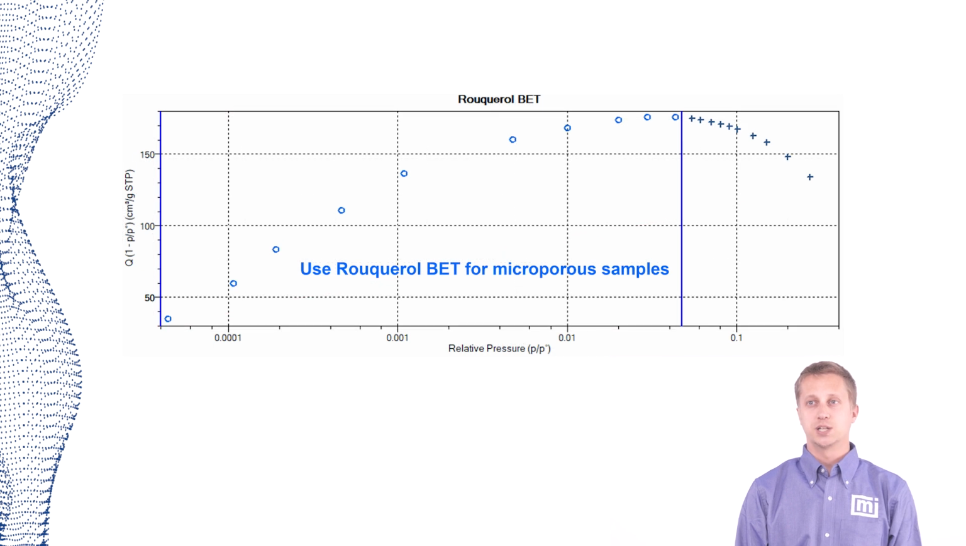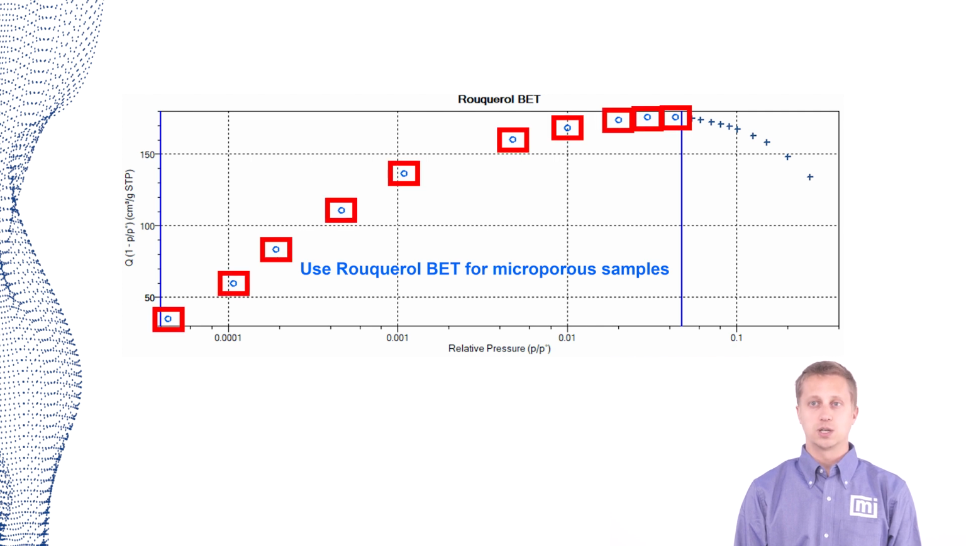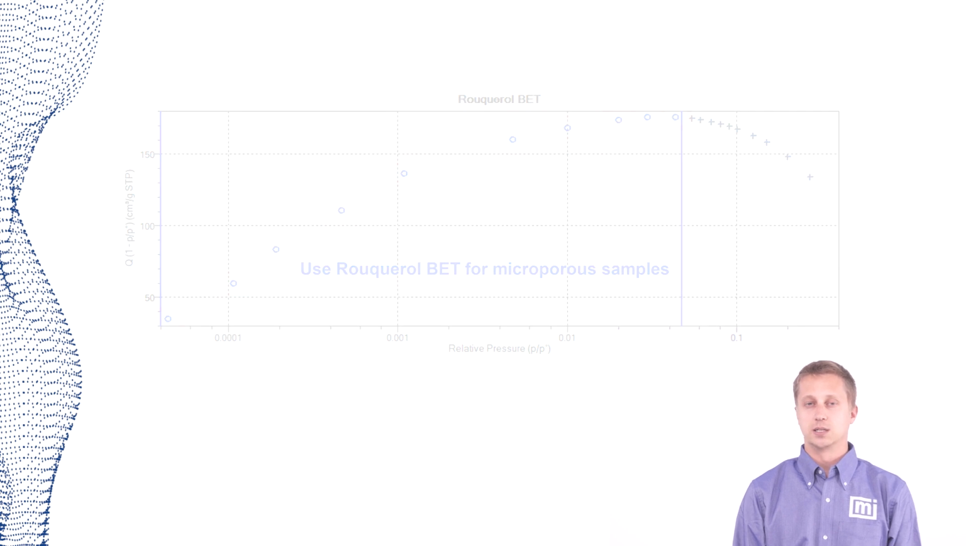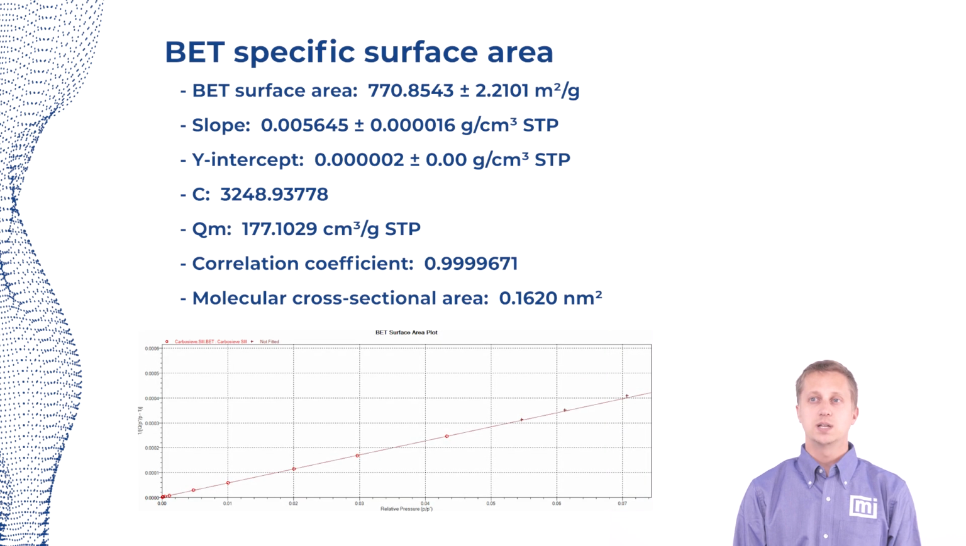For microporous samples, it's recommended to use the Rouquerol BET plot to select your adsorption points. In general, what you want to do is select all the adsorption points up to where you reach the maximum in the Rouquerol BET plot. This will correspond to a positive C value, and in many cases will result in a correlation coefficient with at least 3 nines. Looking at our BET surface area, we can see that this sample has substantially more surface area than all the other samples we looked at so far. The BET surface area of this sample is roughly 770 meters squared per gram. We can also see a positive C value and a correlation coefficient with at least 3 nines in it.